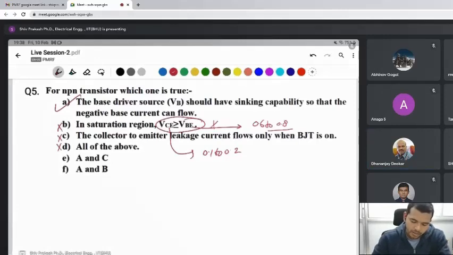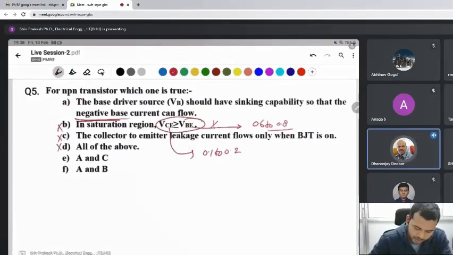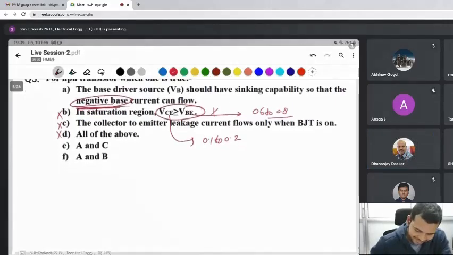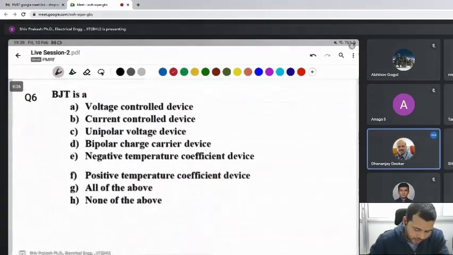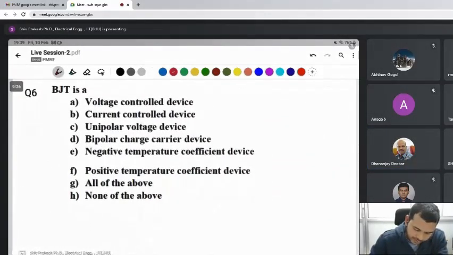Sinking capability of electrons, so that positive base current flows. We are confused actually. Yeah, this is actually forward base current. Sinking capability of electrons means positive base current. It has to be positive base current. Sinking capability of BJT electrons, so that positive base current.